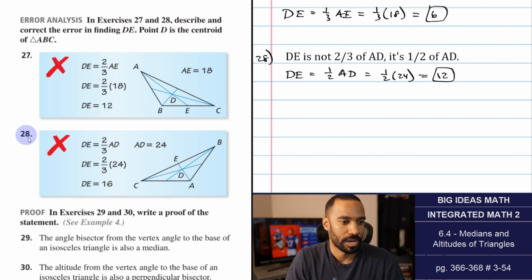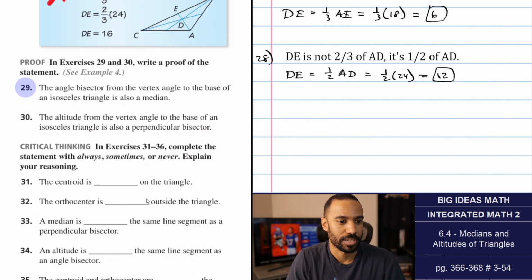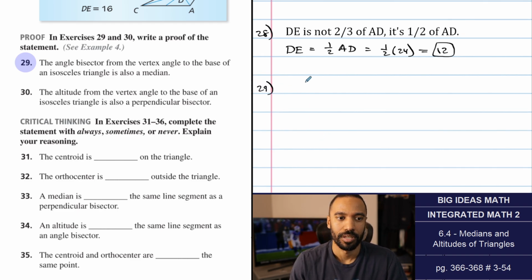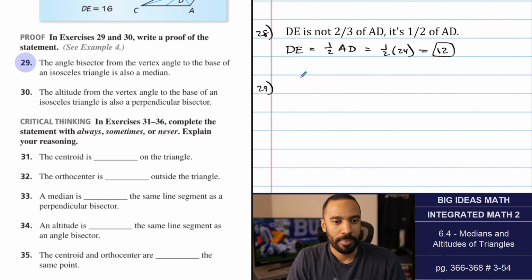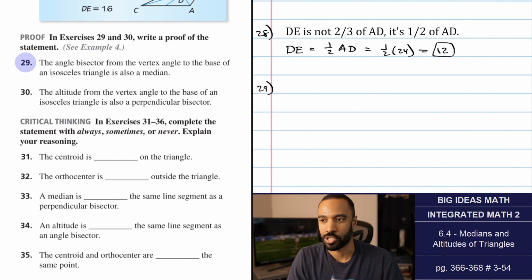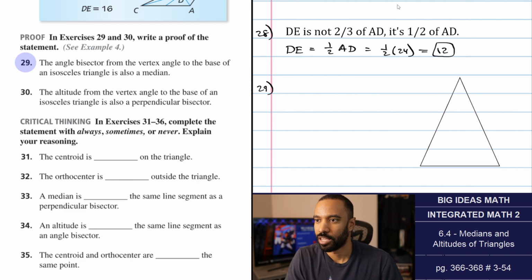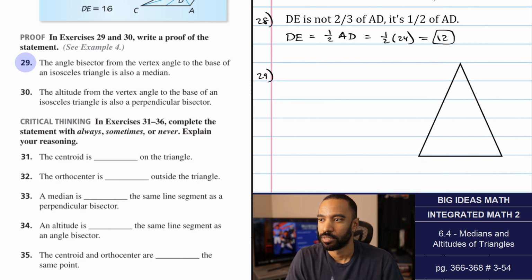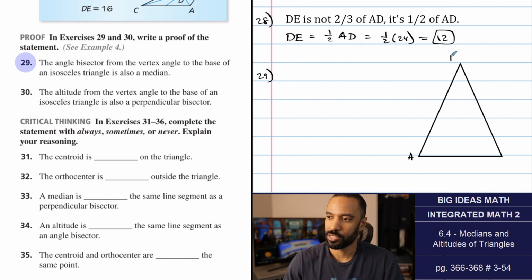Okay, we got to write proofs. Numbers 29 and 30. Didn't know that we were gonna get those. All right, number 29. Write a proof that the angle bisector from the vertex angle to the base of an isosceles triangle is also a median. Okay, so I'd like to probably use the givens that they used before. I'm going to make a drawing. I don't know how they said everything in full as far as the givens are. Like, this is isosceles, stuff like that. But I'll probably just make up my own. Okay, so we'll call this ABC.